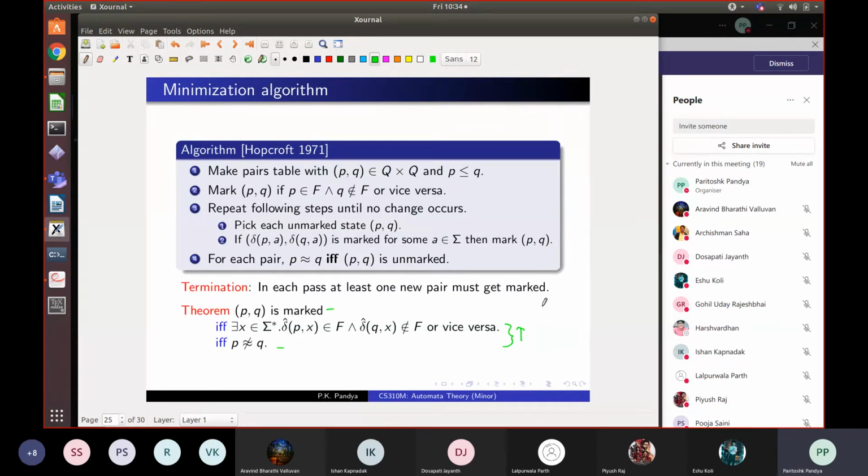But one thing is that the algorithm claims that this theorem is true. That is, at the end of it, a pair is marked if and only if these two states are separable. If they are not separable, they will not be marked. So you will not miss out any pair of states which is separable, and you will not falsely mark any pair which is equivalent. That is what this theorem says.